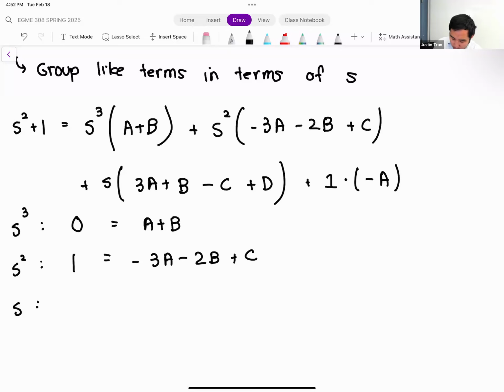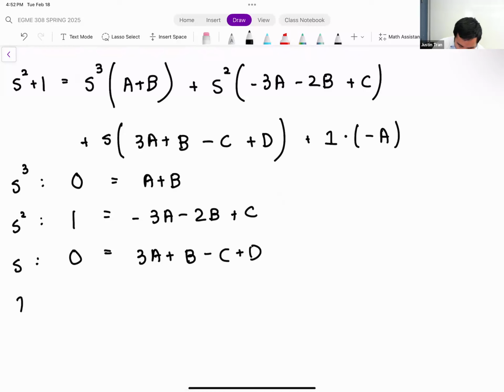Next, we have the s term by itself. On the left-hand side for s, we have nothing, so we have just a 0. And on the right-hand side, we have 3a plus b minus c plus d. Okay, so that's probably the longest expression that we have. And then for the constant term, for 1, on the left-hand side, we just have 1. On the right-hand side, we have minus a.